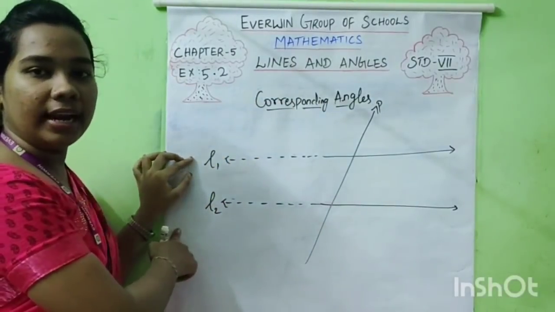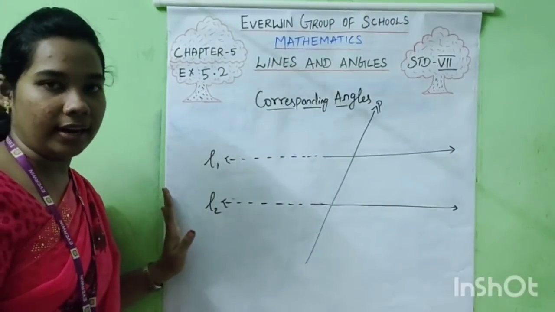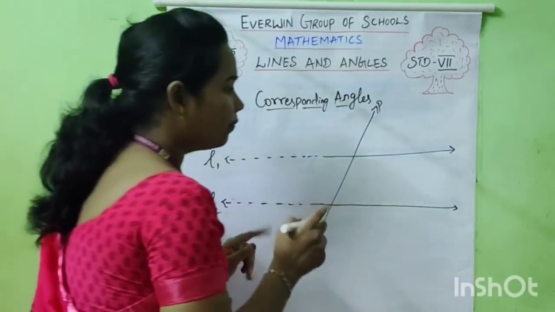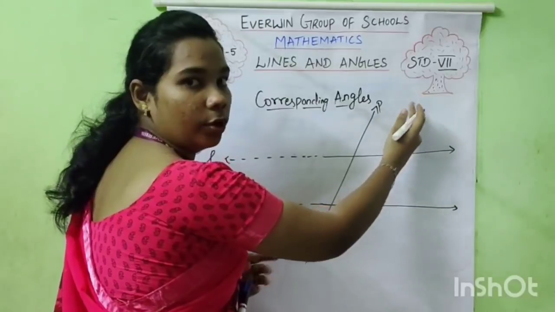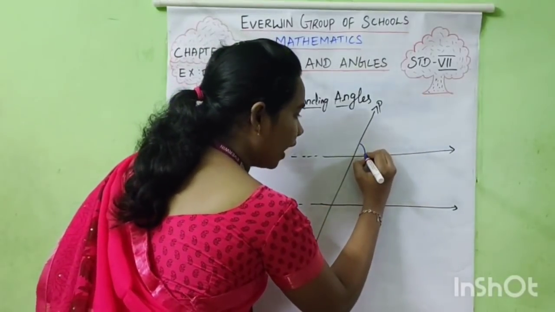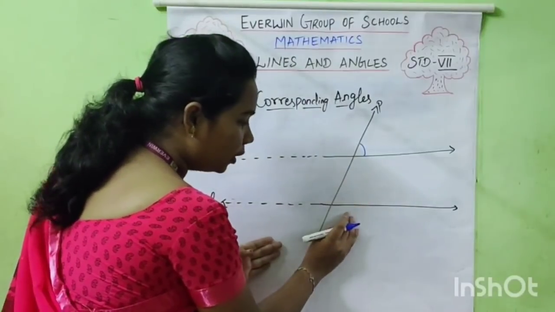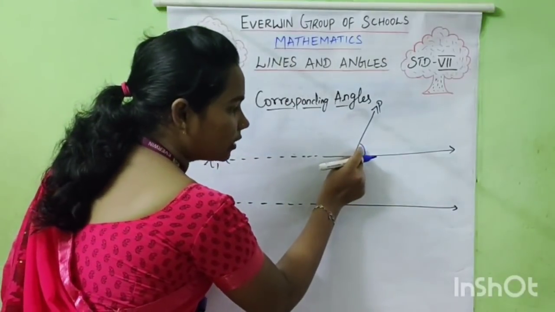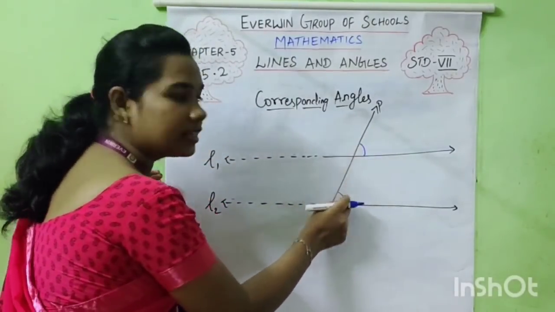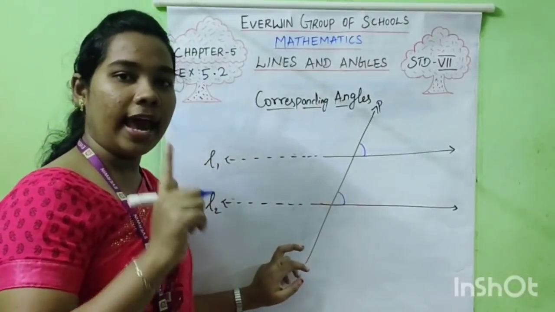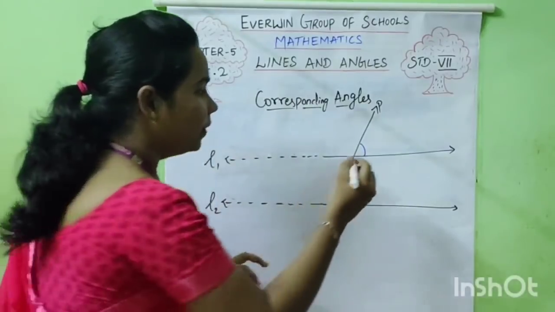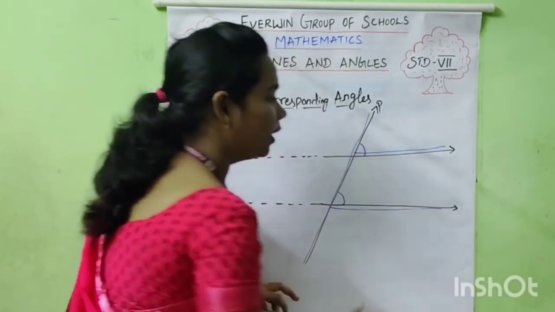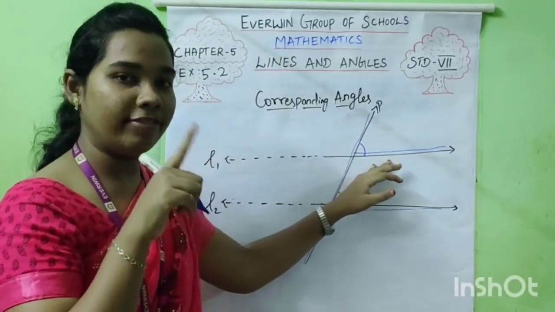Next, corresponding angles. Same, I am taking two parallel lines and the transversal line cuts these two parallel lines. When the transversal cuts these two parallel lines, 8 angles will be made, right? So first I am taking top right. Here one angle is made at this line, and coming to this line also, top right, it makes one angle. So this angle is corresponding to this angle. Both the angles are corresponding angles. Always, corresponding angles will look like the alphabet F. See? Corresponding angles always will look like the alphabet F.